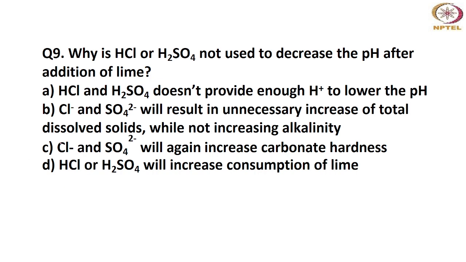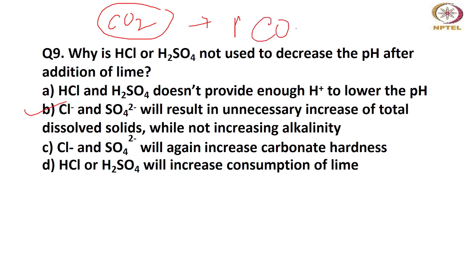Okay, so the correct answer is B, that is chloride and sulfate will result in unnecessary increase of total dissolved solids, while it will not increase the alkalinity. But in case we are using recarbonation using carbon dioxide gas, this will increase the alkalinity in the form of carbonate or bicarbonate. So this is one advantage I am getting.